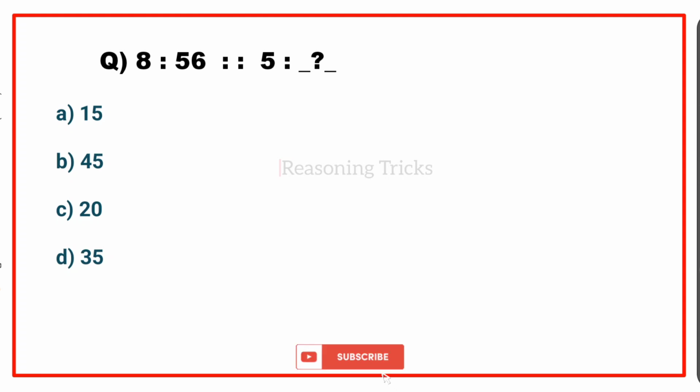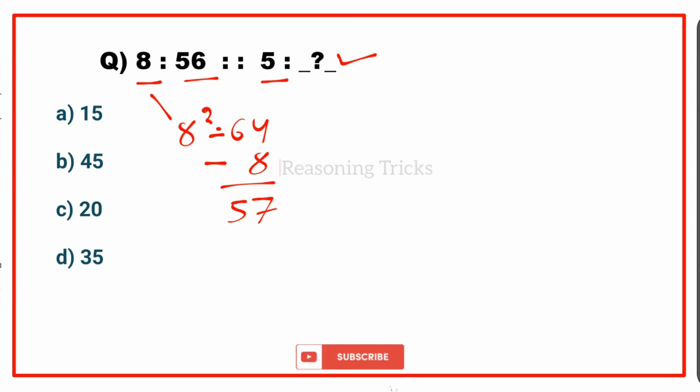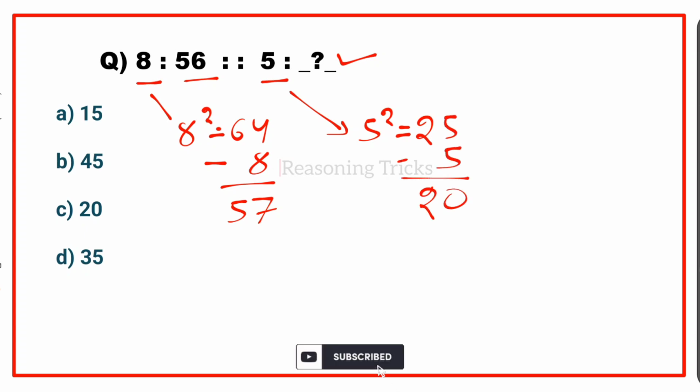Next question. 8 is to 56, then 5 is to question mark. Here square of 8 is equal to 64. If we subtract 8, then we get 56. Similarly, square of 5 equal to 25. Then if we subtract 5, then we get 20. So option C is right.